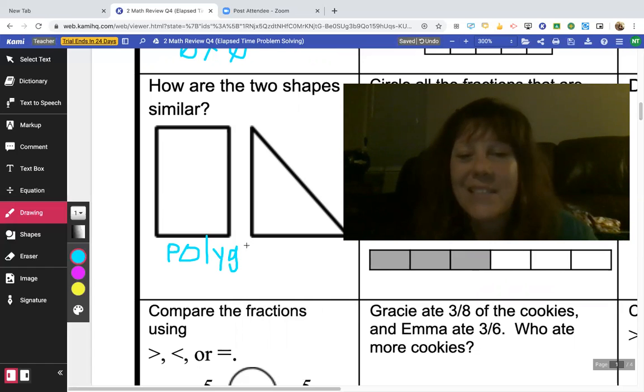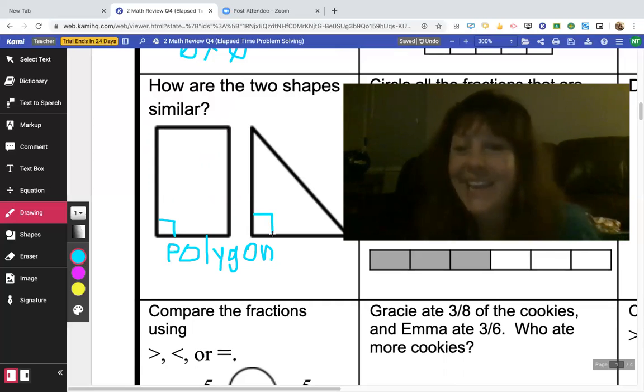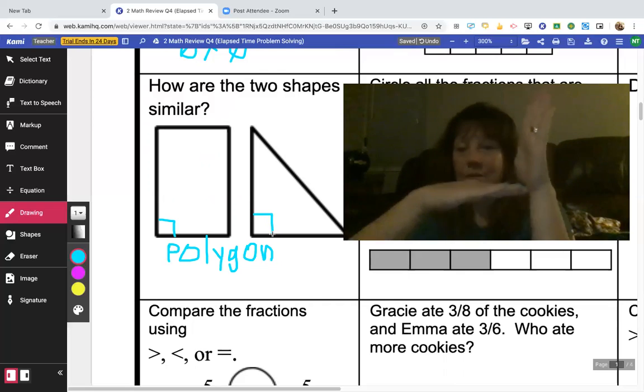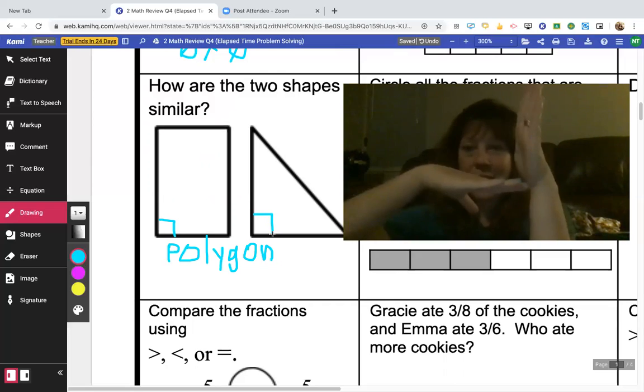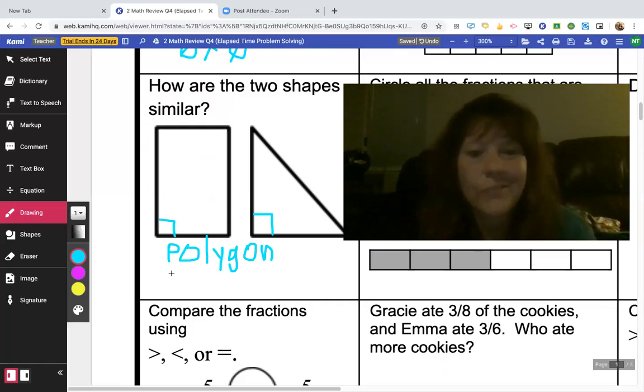I see that one has 3 sides and one has 4 sides. So one is a triangle, one is a quadrilateral. Look at their corners. I see that they both have one right angle. Remember, right angle is where you have a square corner, right? Exactly straight up and down. So they each have one right angle.